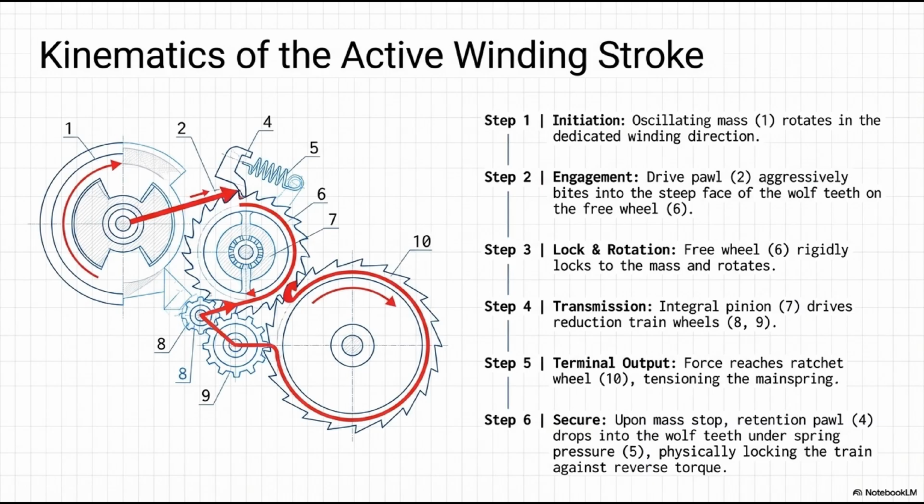Finally, step 6, secure, the mass hits the bumper and stops. Instantly, the stationary retention pawl, 4, drops into the wolf teeth under the pressure of its spring, 5. This physically locks the entire gear train against the massive reverse torque of the mainspring, holding the gained energy. The active stroke is complete.